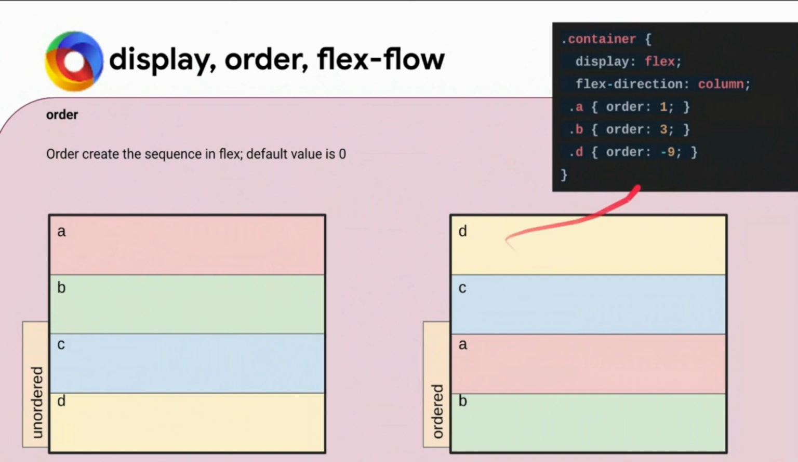It will render D first. Then it will see the lowermost value from A, B, and C. So here it will print C, because the C value is 0. By default, the C value is 0. All default values are 0.